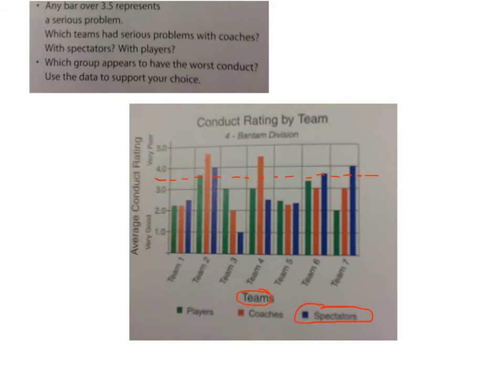Team 1, nope, they're okay. Team 2, oh, they have a problem. Team 3, oh wow, they have really nice spectators. Team 4, they're okay. Team 5, they're okay. Team 6, oh, they're not doing so well. They're right on the line. And Team 7, they just pass the line. So which teams have serious problems with their spectators? We would say team 2, 4. Oh, no, sorry. Not team 4. So team 2, team 6, and team 7.